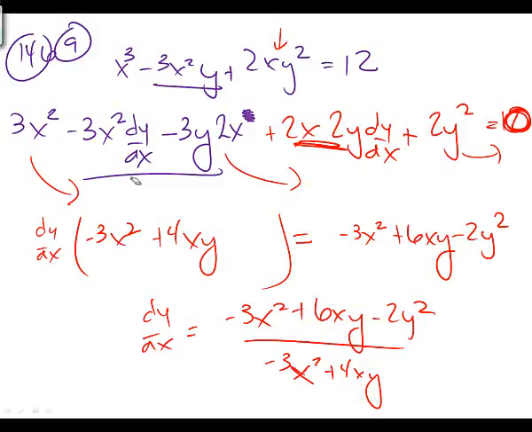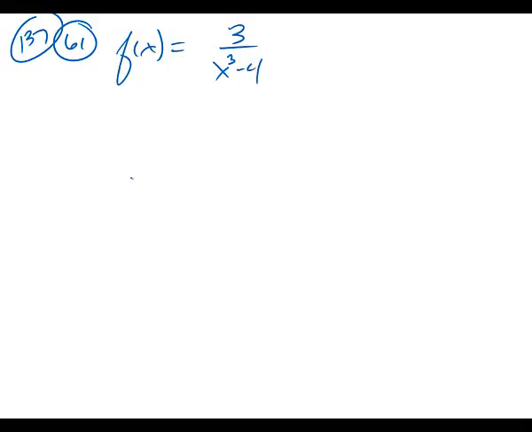137, 61. Maybe. Alright, so 137, number 61. So you had to evaluate the derivative at the given point. You had f of x equals 3 over x cubed minus 4. The point is -1, -3/5. Okay. So I'm going to take the derivative to begin with.